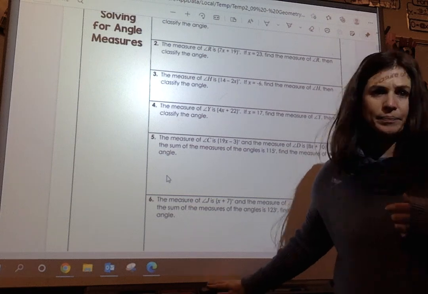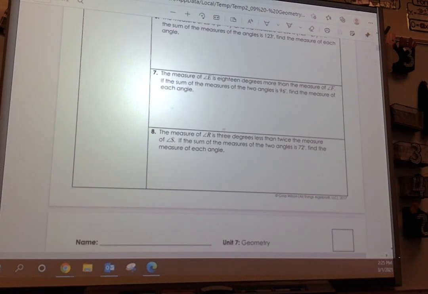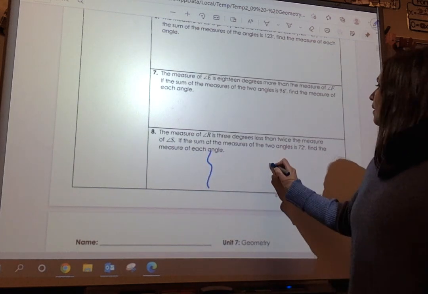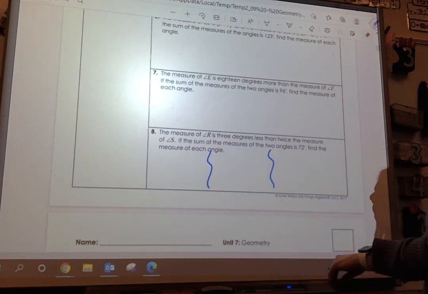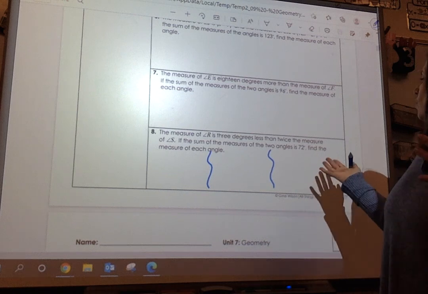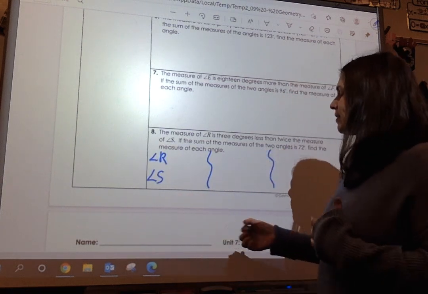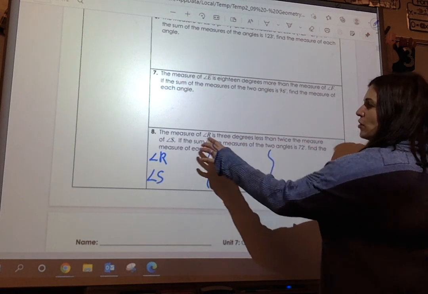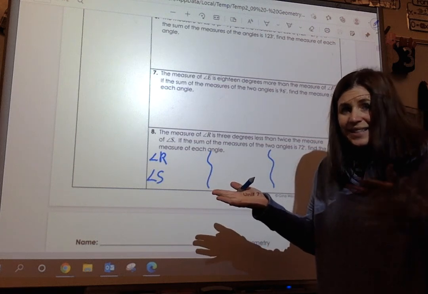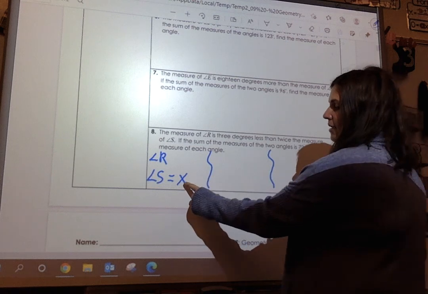Let's do number 8 together. Okay, so here we go. The measure of angle R is 3 degrees less than twice the measure of angle S. So I don't know. I'm talking about angle R and I'm talking about angle S. It says the measure of angle R is 3 degrees less than twice the measure of S. Do I know what S is? I don't know what S is. So I'm going to say that angle S is x.